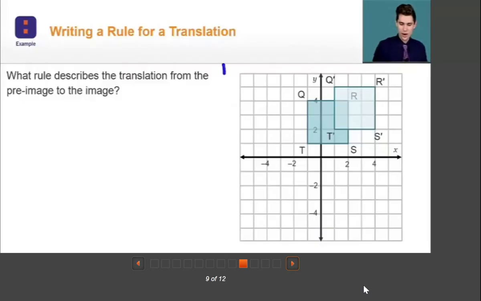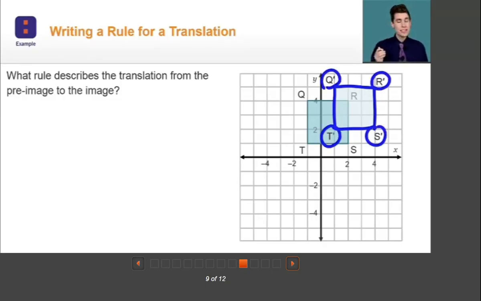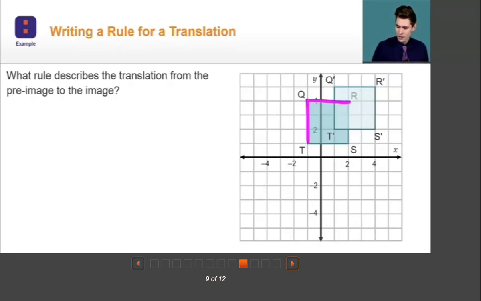Let's take a look at this question. What rule describes the translation from the pre-image to the image? Well, I can see I have two figures on the coordinate plane here. I need to identify the pre-image and the image. Now in this figure, I can see that the vertices are all given in prime notation. So that tells me that this is the image. The other figure, which overlaps this one, is the pre-image.